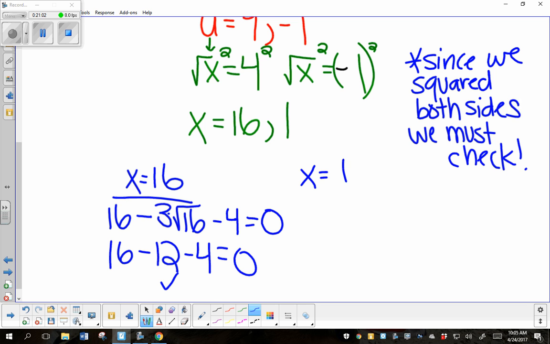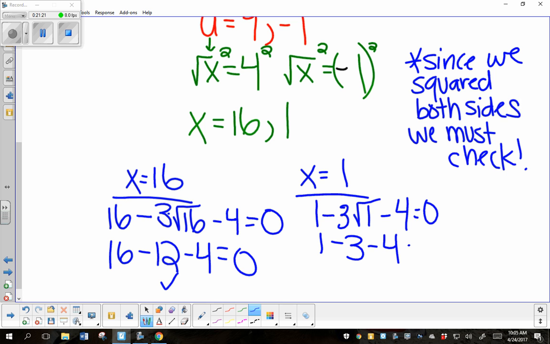Okay, let's try x equals 1. So we've got 1 minus 3 root 1 minus 4 equals 0. What's 3 times square root of 1? 3. So we've got 1 minus 3 minus 4 equals 0. Does that work? No. If it was 1 plus 3 minus 4 equals 0, it would have worked, right? But this one doesn't work. So what's our only answer? X equals 16.